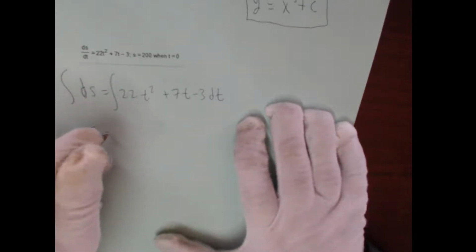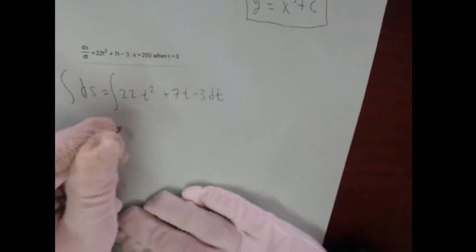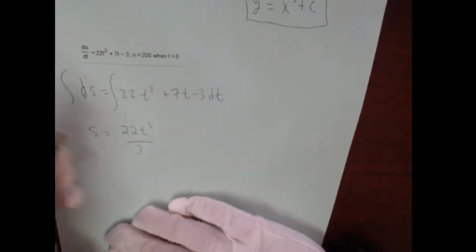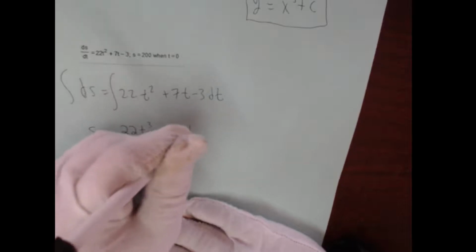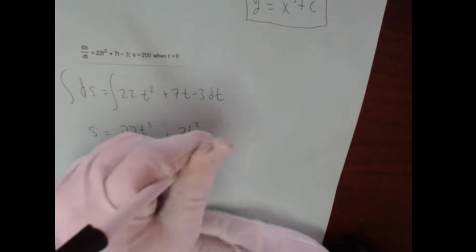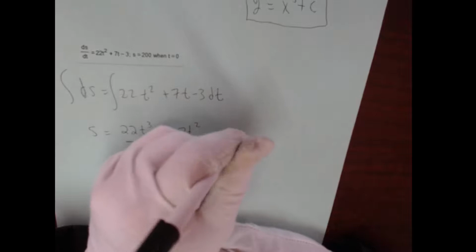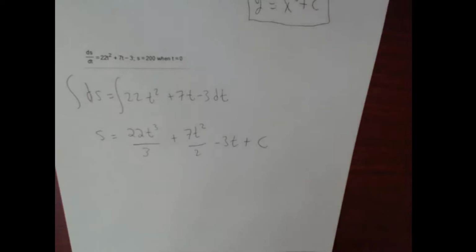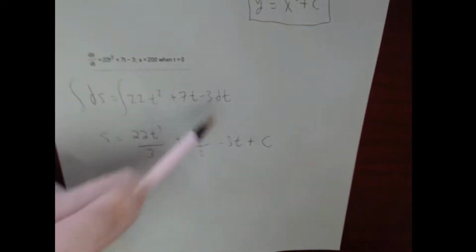So we get s equals, this will be 22t cubed over 3 plus 7t squared over 2 minus 3t plus c. Okay, so I did that kind of quickly. It's because I've done these so many times. Hopefully by now you're at the end of the class, and you can do these pretty quickly. Just take the derivatives of each of these to get these right here.